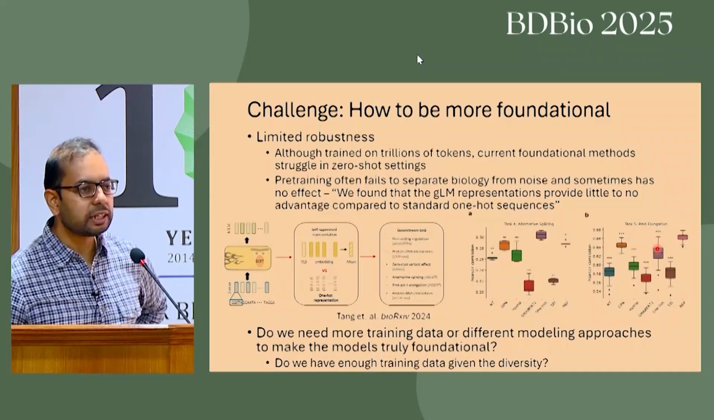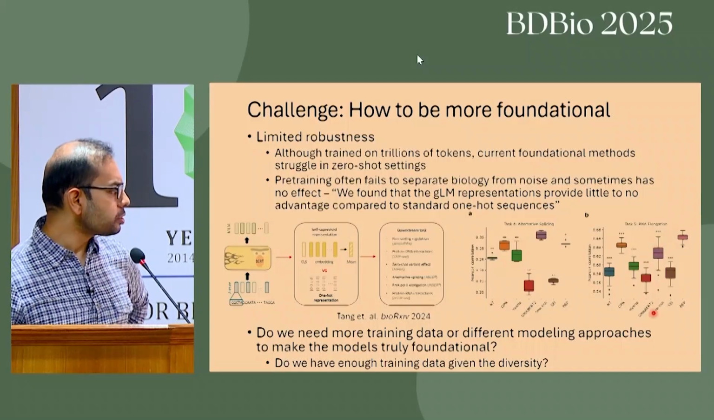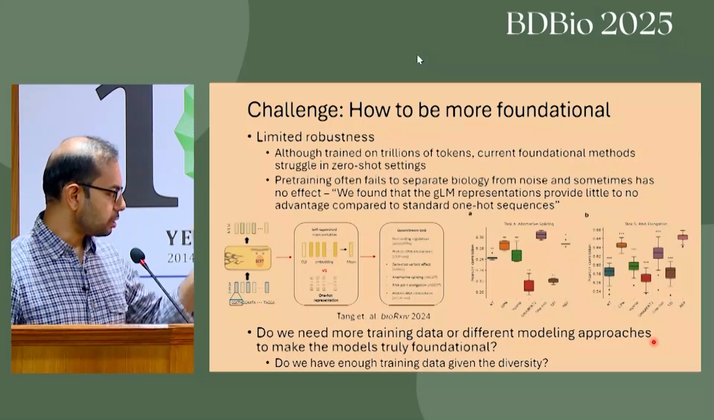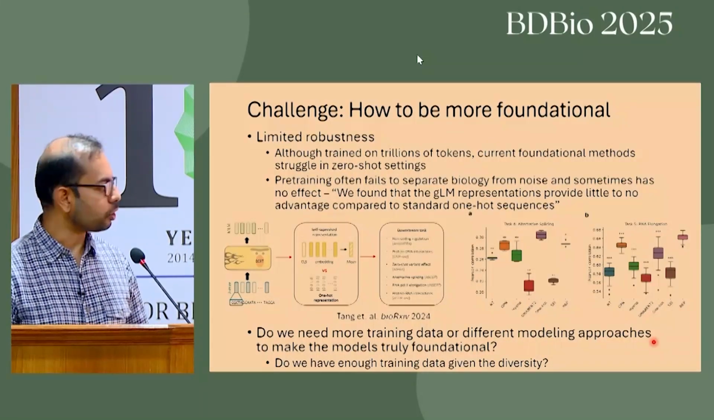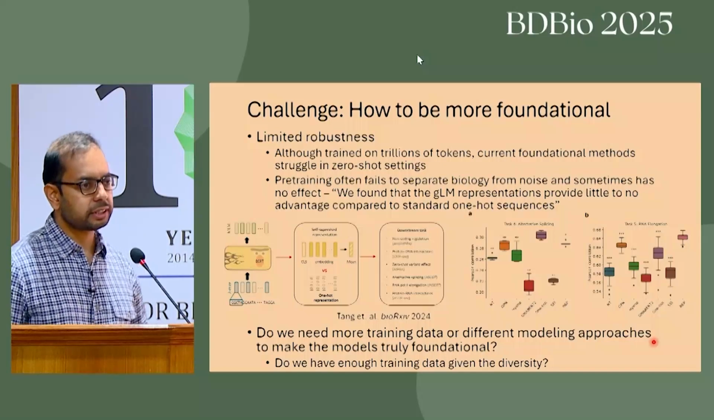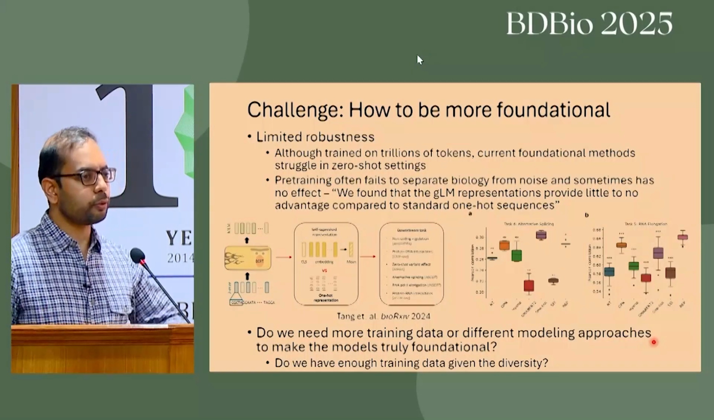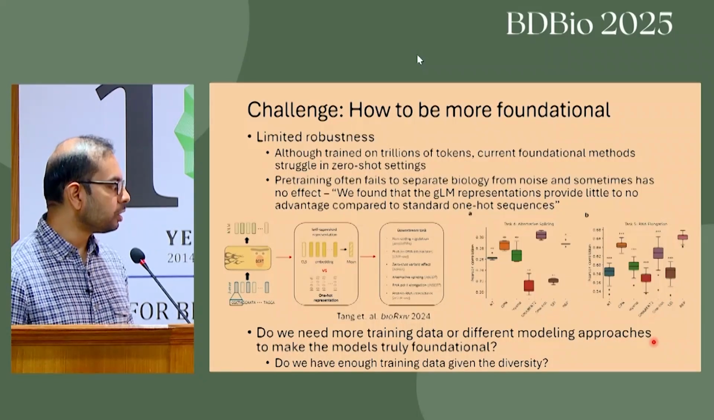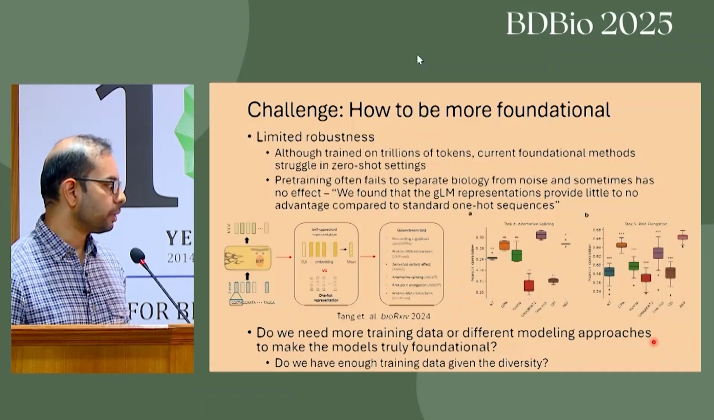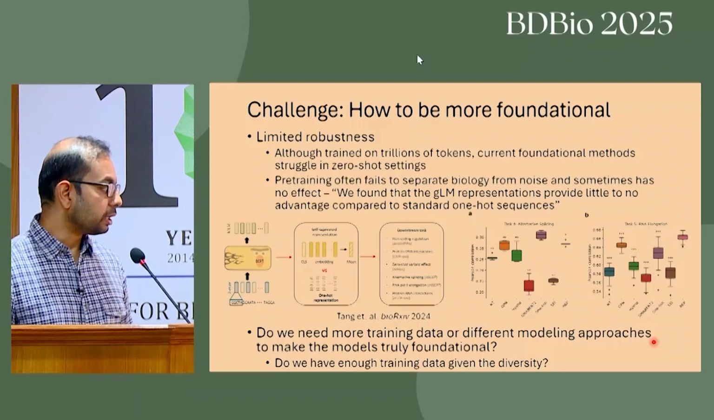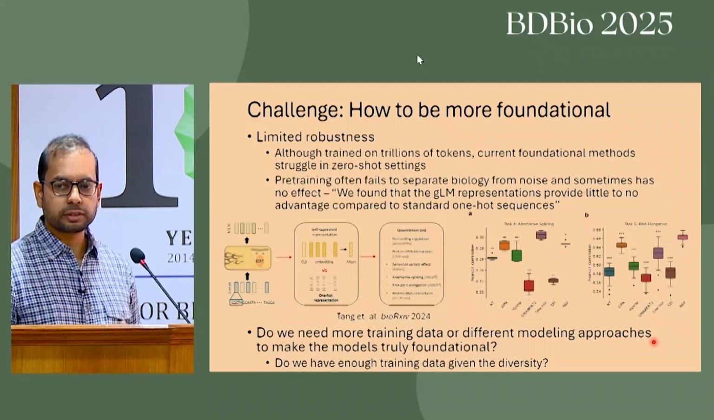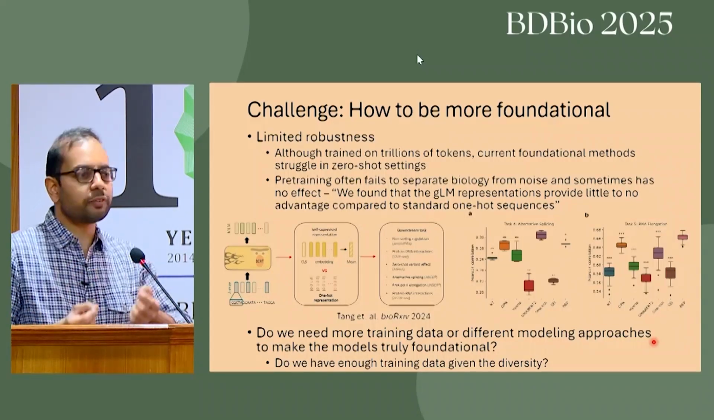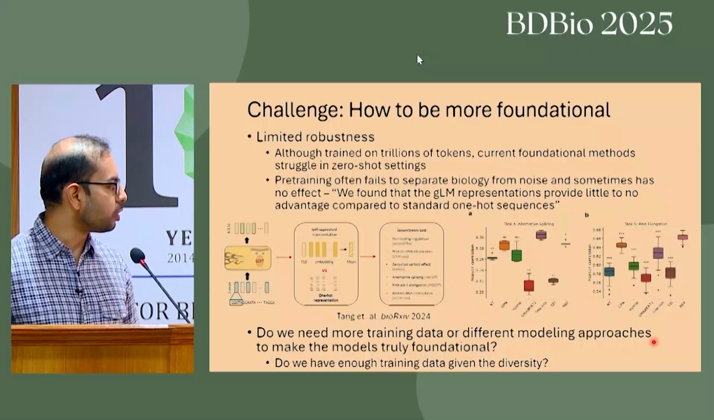So are we really learning anything here? Does that mean that we need more training data? Because as I'll show in a later slide, and what Aditya also mentioned, there are scaling laws, right? More data, a more powerful, bigger model, it generally does better. So does that mean we just need more training data, or we need different modeling approaches to make the models truly foundational? And the other thing is, do we have enough training data? Because the human genome is highly diverse. Do we have enough data to cover all kinds of structural variations, all kinds of SNPs and all that?